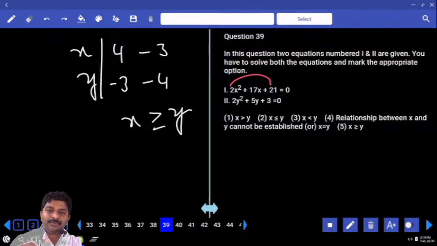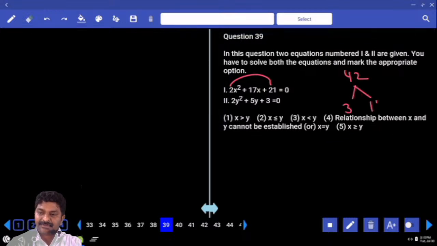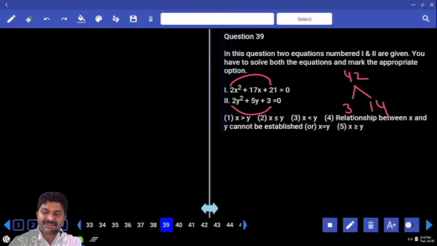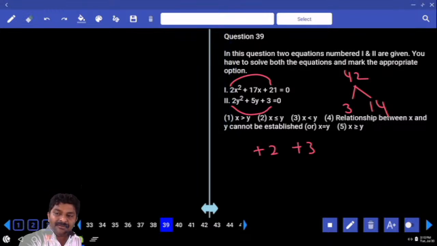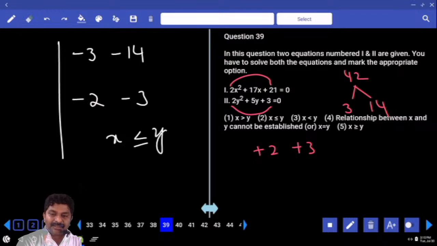Product is 42. 42 can be written as 3 times 14. Combination is plus 2, plus 3 only here. Then for x, factors are minus 3, minus 14. Dividing is not required. Minus 2, minus 3. X is less than or equal to y.